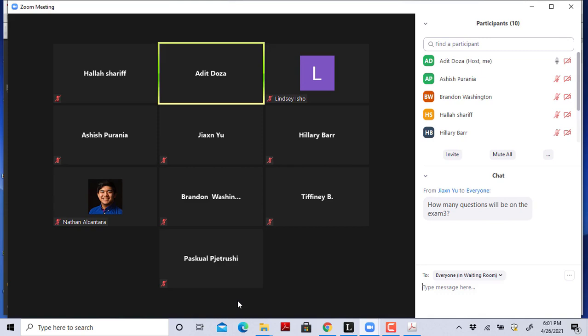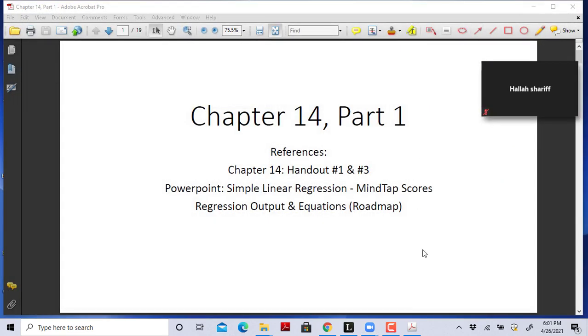Roughly about 40 to 45. So I think about 43 probably questions. So let's discuss chapter 14 and 15. So 14 is about the simple linear regression, right? Let me hide this one.